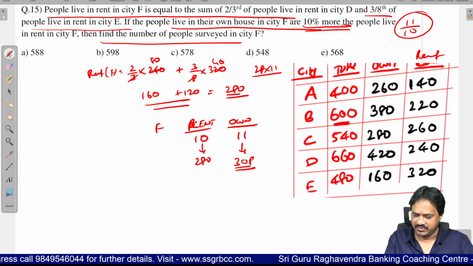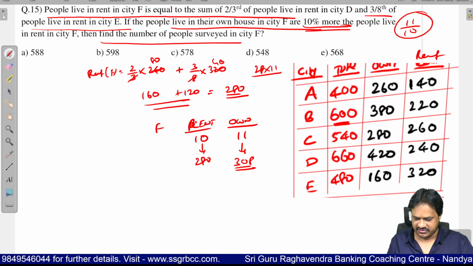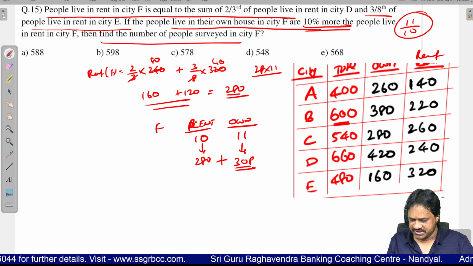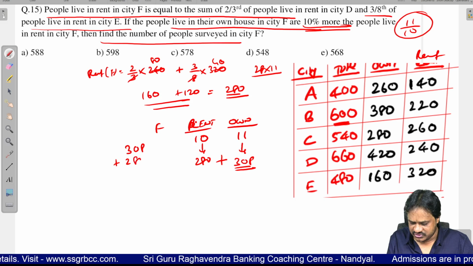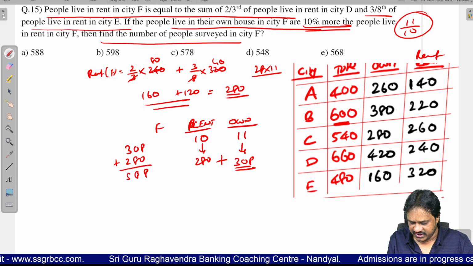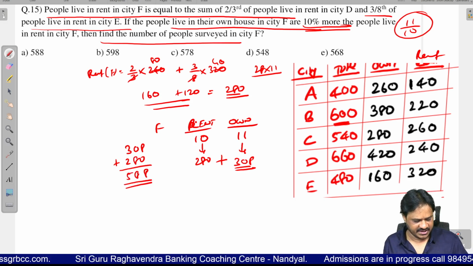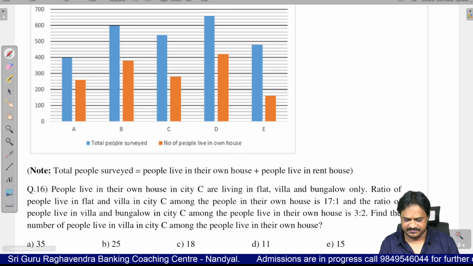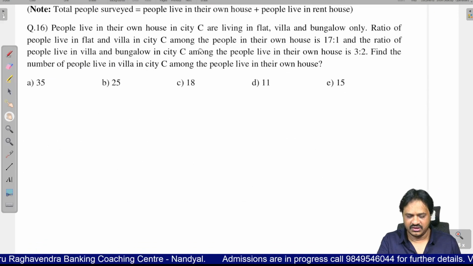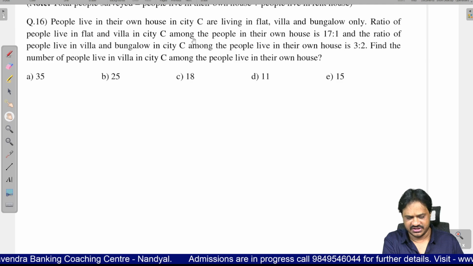The total people surveyed are nothing but rent plus own. So the answer is 308 plus 280. So we will get 588 as the correct answer, option 1. Next, let us see the next question, that is question number 16.